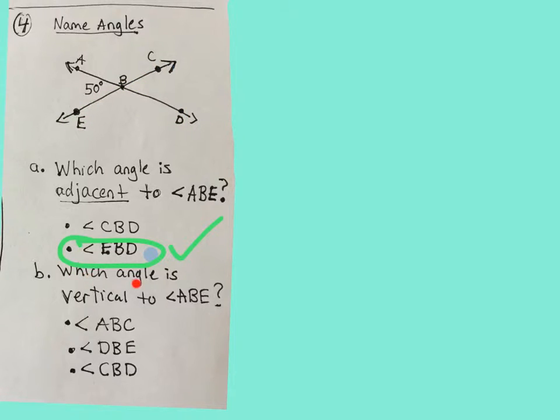All right, next question, which angle is vertical to angle ABE? Well, remember vertical angles are opposite and they're equal. So angle ABE is here, and we know this one is opposite, and that's named CBD or DBC. So let's see, ABC is not vertical, so it's not that one. DBE is this one. So this one is CBD, and that one is opposite, so it is that angle. And angle CBD would be equal to 50 degrees, since it's a vertical angle.